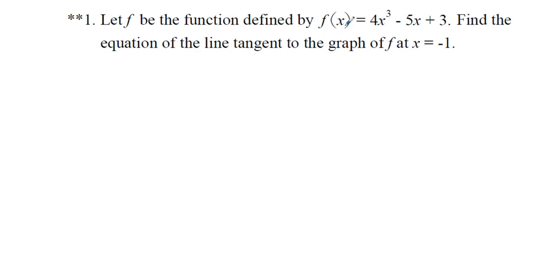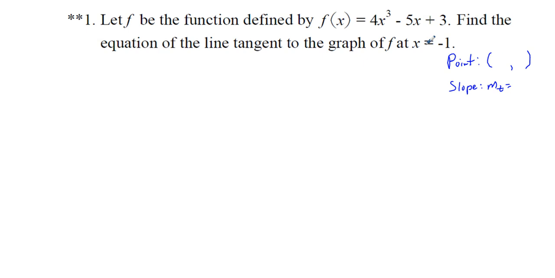Problem 1: let f be the function defined by f of x equals 4x cubed minus 5x plus 3. Find the equation of the line tangent to the graph of f at x equals -1. When you are working a problem like this, I like to tell my students to label what you need to go get. You need a point, an x-coordinate and a y-coordinate, and you need a slope. I like to describe the slope as m sub t, t being for tangent line. The first thing we're going to do is find the point.